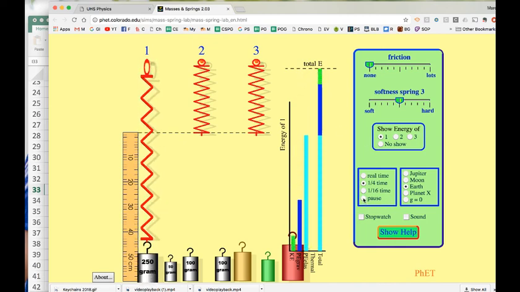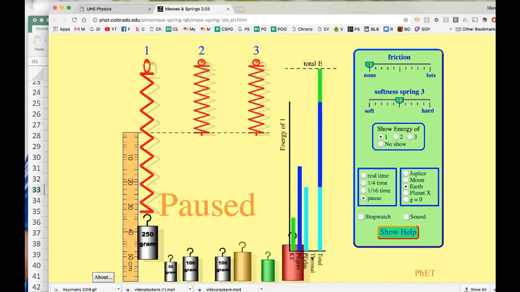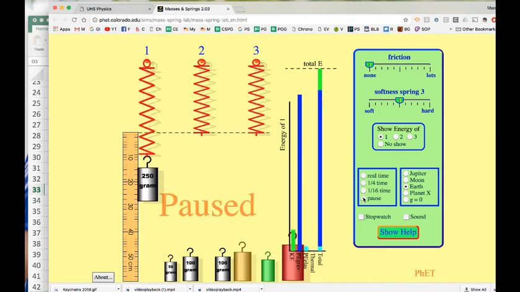And if anywhere down here in the middle I pause this, I could take this bar, this bar, and this bar, add them all together, and I would get this bar here, total energy. So total energy remains the same all the time, but the different parts of it change. I can unpause and then pause it again and see now you have a little bit of elastic potential because it hasn't pulled it very far.